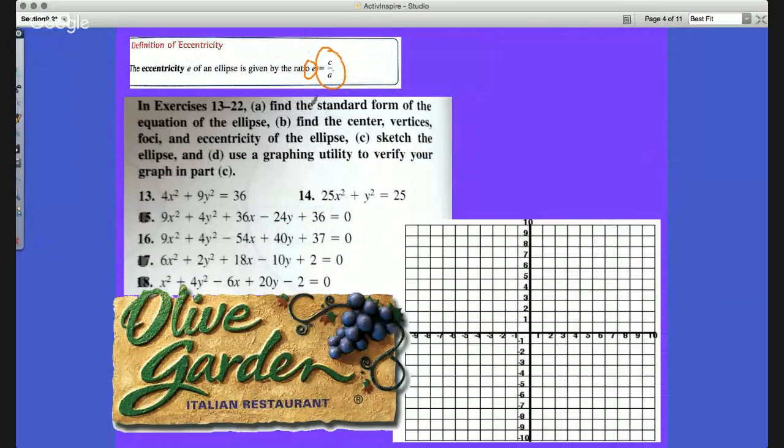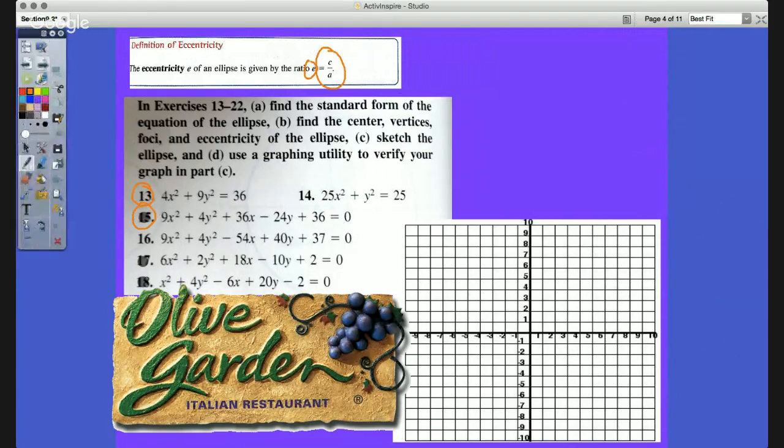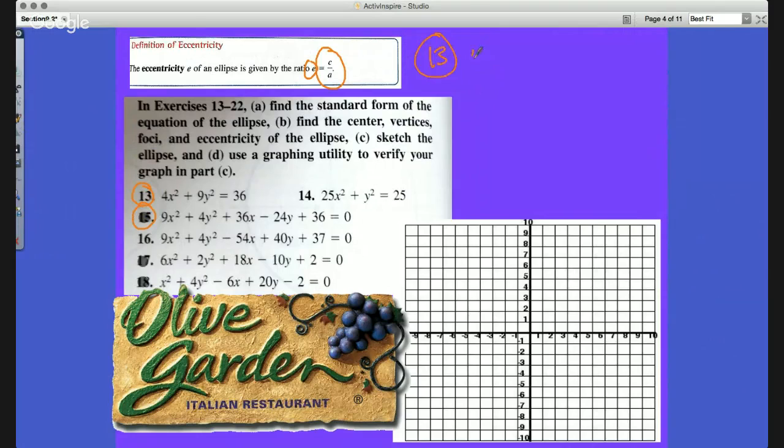Okay. Now, the last kind of few that I want to do is I want to do 2 of these. So I want to do number 13 and 15. So on 13, let's look at that one. On this one, we want to try to get it into a form that we recognize. So in order to get it kind of in that form, we're going to make sure that this is equal to 1. So we're going to divide by 36.